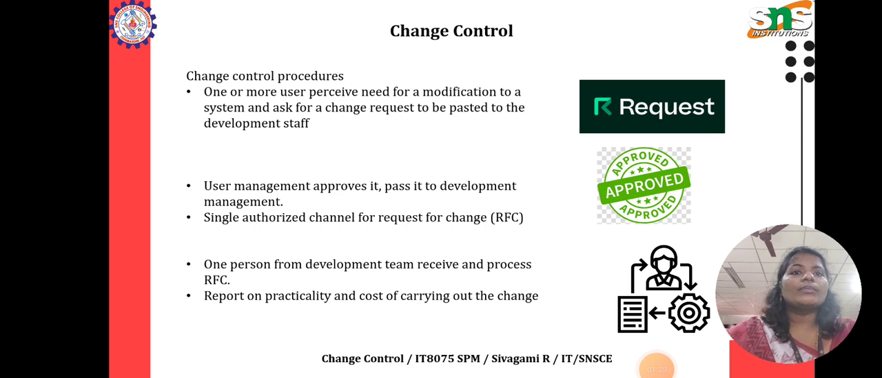Let's go to the change control procedures. One or more users perceive a need for a modification to a system and ask for a change request to be passed to the development staff. User management approves it, and only then does it pass to the development manager.